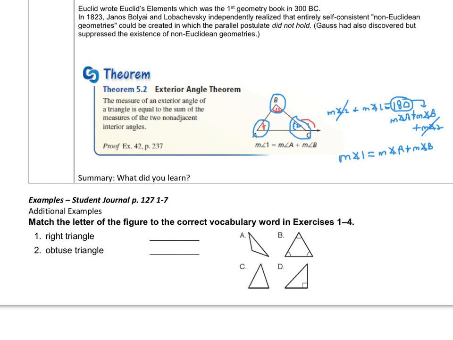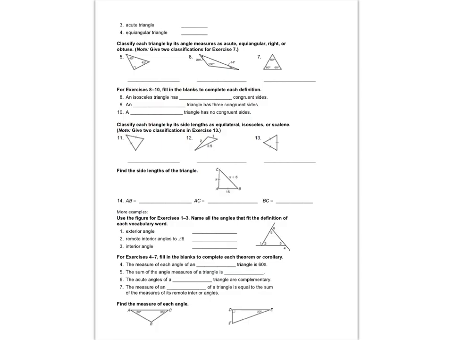All right, let's take a look at a couple examples. We were going to do these in class like we always do, but let's take a look at some of these examples. Match the letter of the figure to the correct vocabulary word in exercises 1 through 4. A right triangle. Well, that would be D. And obtuse triangle. Obtuse needs to have an obtuse angle. The only one that looks like it has an obtuse angle is A. Okay, so now let's move on. Let's see what the next page holds. Probably the rest of these.